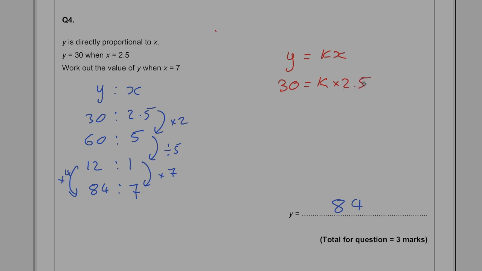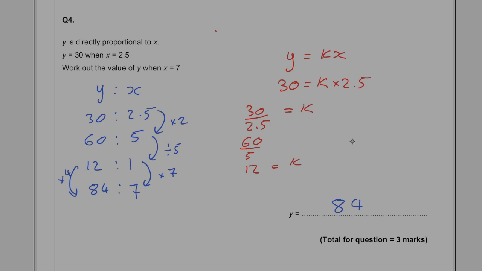So I want to do 30 times by 2.5. So 30 times by 2.5 is going to be 75. Sorry, I've done that wrong. That's not good, is it? 30 divided by 2.5 is going to be equal to k. That's not the easiest, so I'm going to do 60 divided by 5, which would give me the 12 that I worked out earlier.